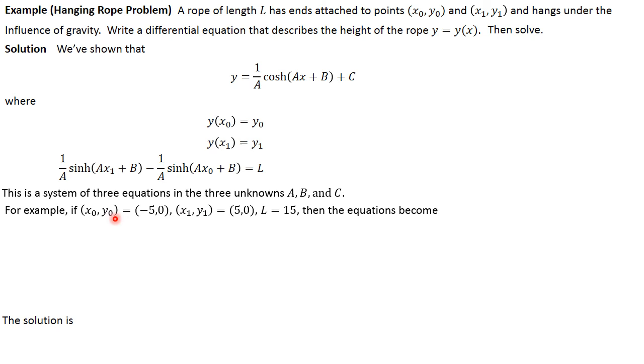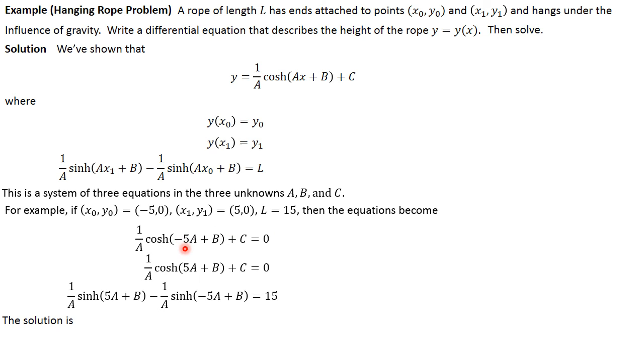For example, now I'm going to give you a specific example where the left endpoint is at (-5, 0), the right endpoint is at (5, 0), and the length of the rope is 15 meters. These equations become this, and this. These 3 equations become these 3 equations. And if we solve them by computer, we get these numerical answers for a, b, and c.